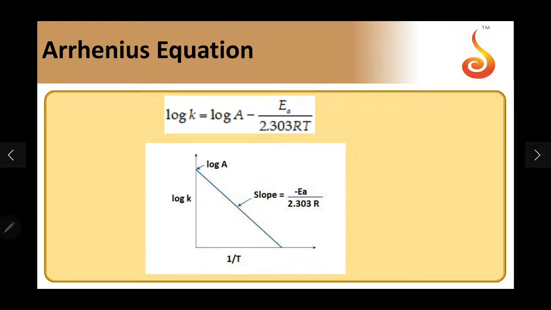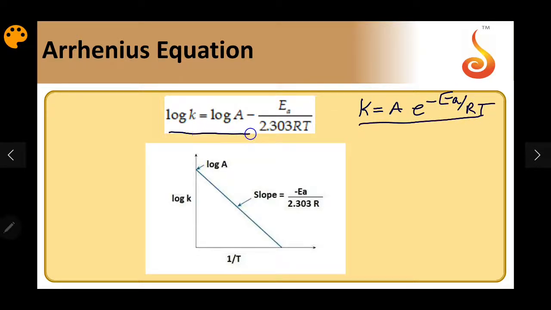The Arrhenius equation, logarithmic form. If I take the logarithm on both sides of the equation k is equal to A into e to the power minus Ea by RT, I get this expression. This is of the form y is equal to mx plus c. So if I plot a graph of log k versus 1 by T, I get a straight line with a negative slope, and the slope is equal to minus Ea by 2.303 R, and the intercept is nothing but log A.